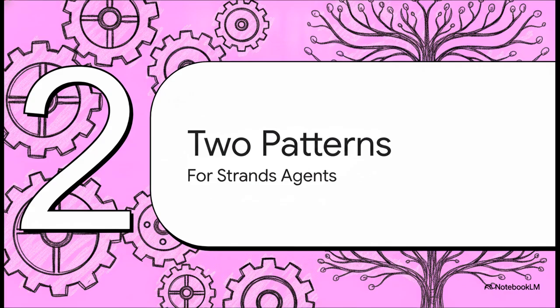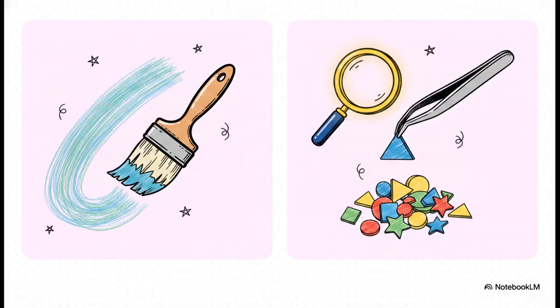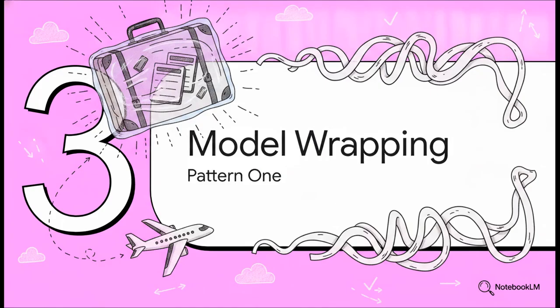Section 2, 2 patterns for Strands agents. The cool thing is, Headroom doesn't just hand you a one-size-fits-all hammer. Instead, it integrates through 2 distinct methods. On the left side, we've got model wrapping. This is for full conversation compression. Think of it as your broad stroke. Then over on the right, we have the hook provider for highly targeted tool output compression. That's your precision tool. So depending on where your token bloat is actually coming from, you get to choose your weapon.